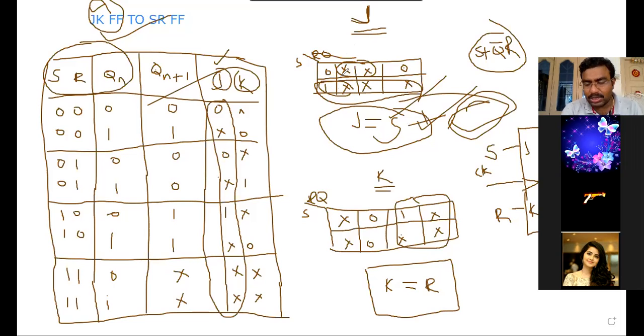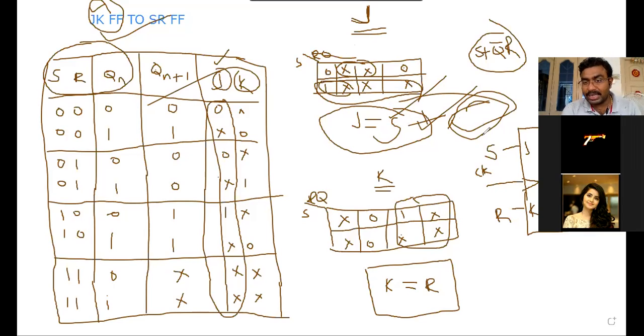If I make these two things as a pair, I will get S bar into R bar. Which one is very simple to look at? Which one is very simple to design even? J equal to S. So by making a quad, I can remove 2 elements and get a single thing. But if I make a pair, I will get 2 elements, so the complexity in the design of your circuit will increase. So I have considered these 3 things as ones.